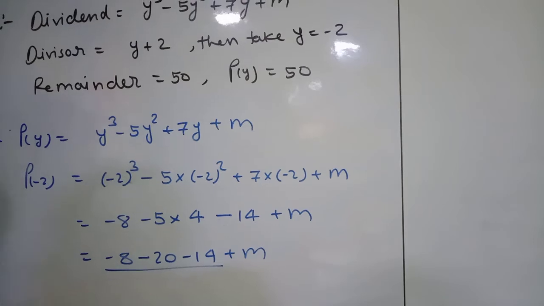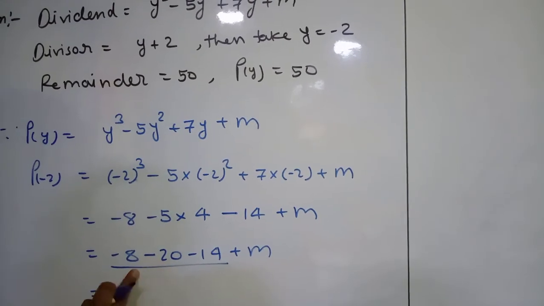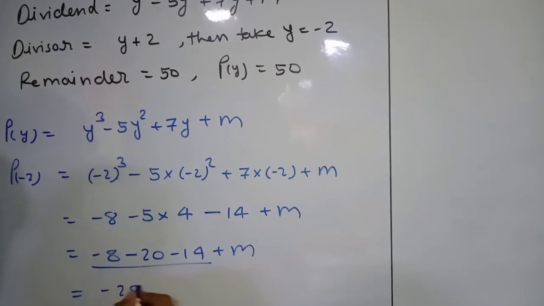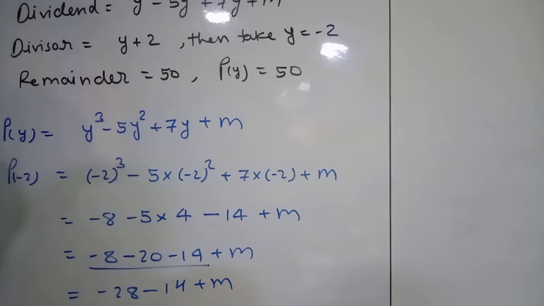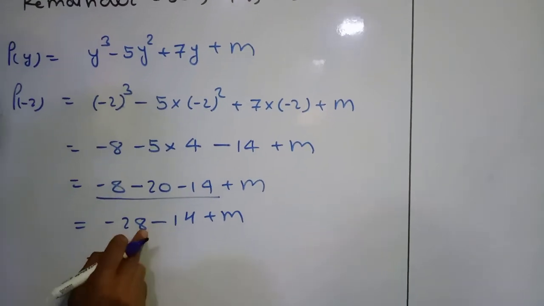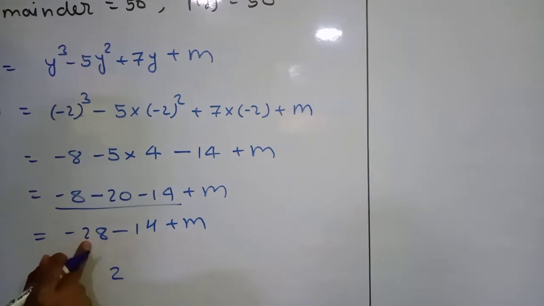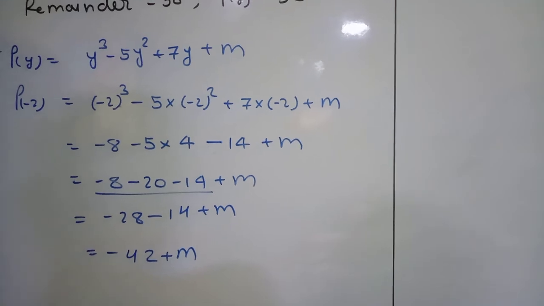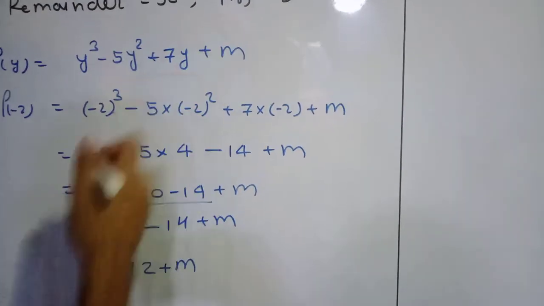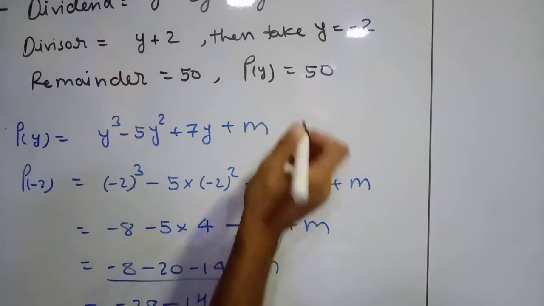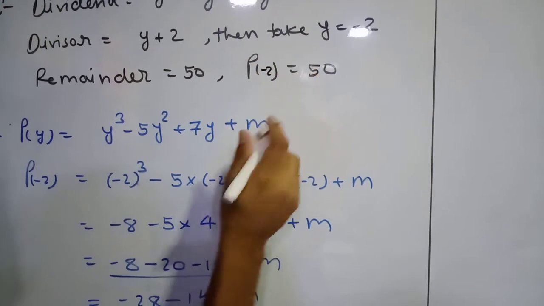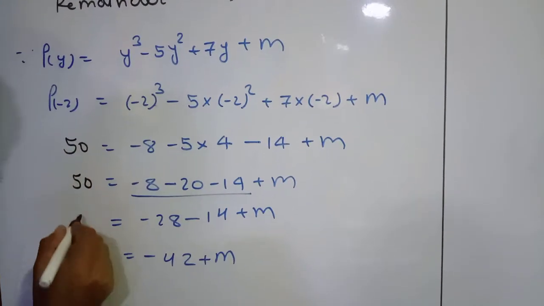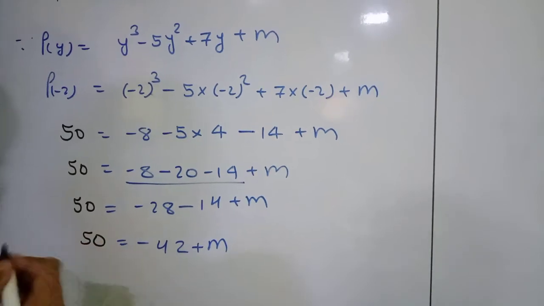These all three are in minus. Let's add it: 20 plus 8 is 28, plus 14 is 42. So it is minus 42 plus m. Sign will be minus. Now here we have the value of p(y) is 50, means if we keep y as minus 2 we get the value 50. So at the place of p(y) we write 50 everywhere. Yes, now we can solve it.